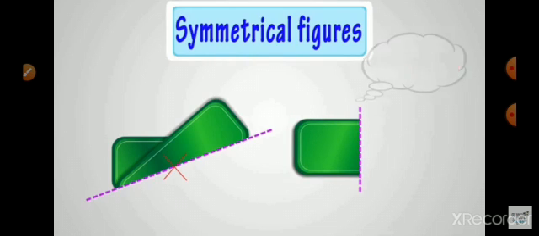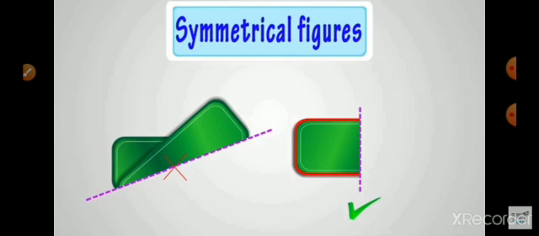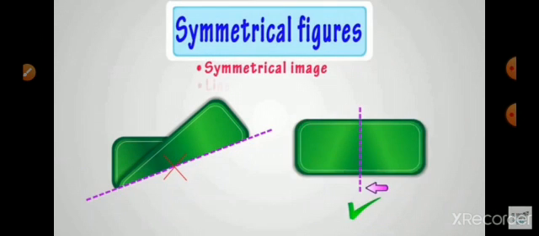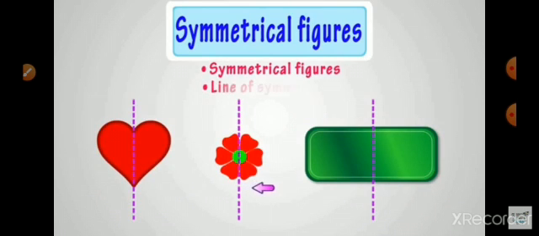Another way is there. We will fold the rectangle this way, and when we put one half on the other one, this half is completely covered by the other half. So this rectangle is symmetrical this way, and this purple line is called the line of symmetry. So these three shapes are symmetrical, and this purple line is called the line of symmetry.